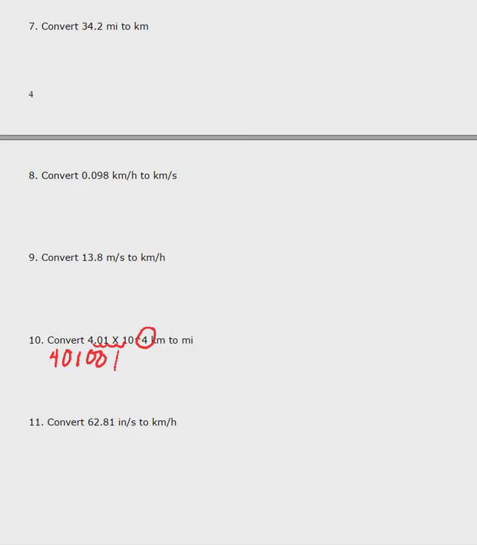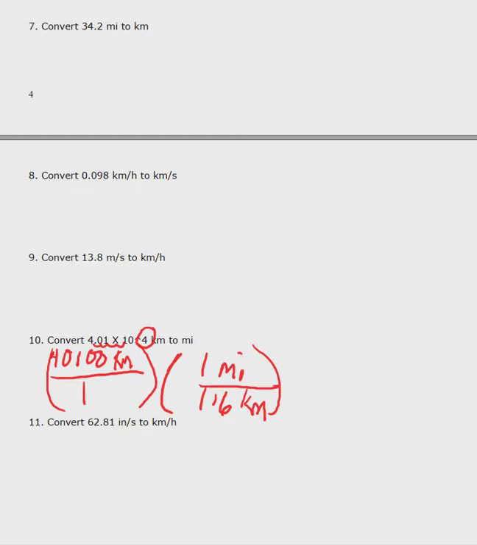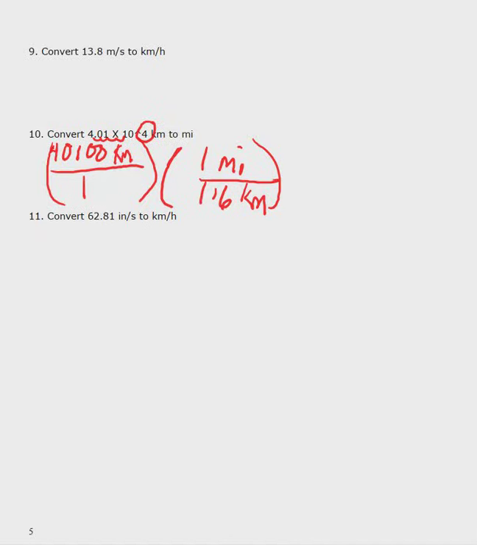So 40,100 kilometers over 1, put that in parentheses, and we want to multiply it by miles. We want the miles on the top. 1 mile is 1.6 kilometers. Okay, so last one. I'm going to let you solve the math. The kilometers cancel.